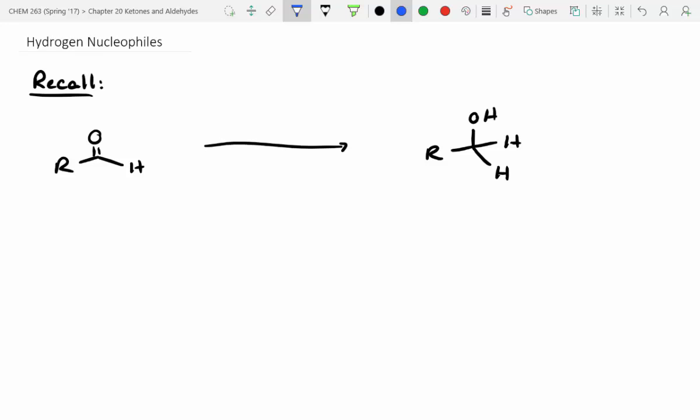Let's choose the most gentle reagent. Yeah, sodium borohydride. And typically you do this in some sort of alcohol solvent. And we already covered this reaction. It's weird to think of it as a hydrogen nucleophile, but it is, right? It's a hydride attacking that carbonyl.